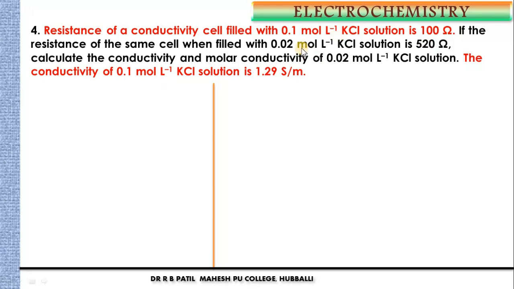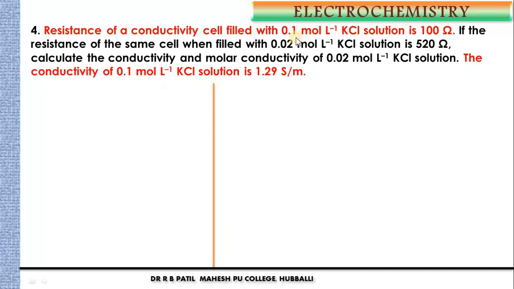So when concentration changes, its resistance also changes, students. So they asked us to calculate conductivity and molar conductivity, K and lambda m, of 0.02 molar KCl solution. They have given the conductivity of 0.1 molar KCl solution as 1.29 Siemens per meter. Students, this question has two parts. The first part is related to 0.1 molar KCl solution, and the second part is related to 0.02 molar KCl solution.